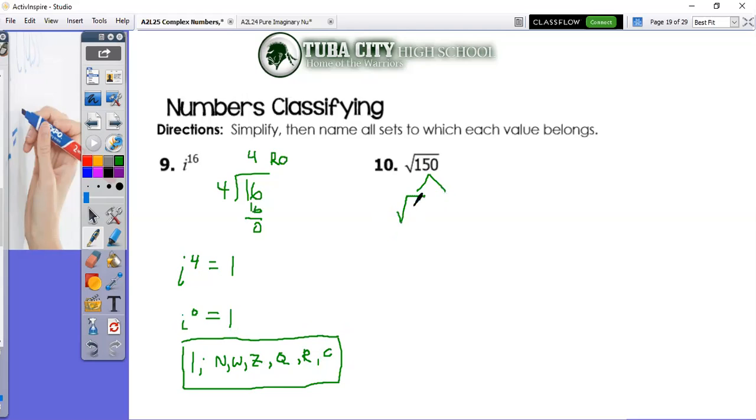All right, 150, I'm going to break that down into 2 numbers. I just know that one of them is a square number, 25. So take the square root of 25, and you get 5 root 6. Okay, that one was kind of an easy one for me. And it looks like we just got to classify it. So it is irrational. Remember, if a number has a root, it is irrational. But it is also a real number, and for these purposes, it is also complex.